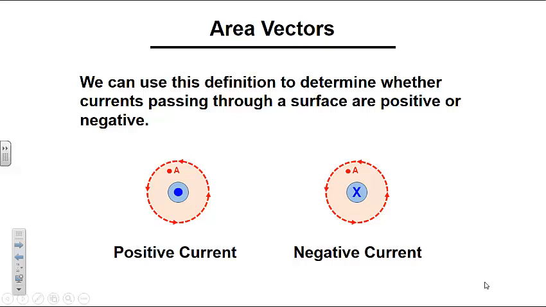Currents passing through a surface will be positive or negative depending upon the direction of the current and the direction of the area vector of the surface. If the current and area vector are in the same direction, the current is positive. If the current and area vector are in opposite directions, the current is negative.